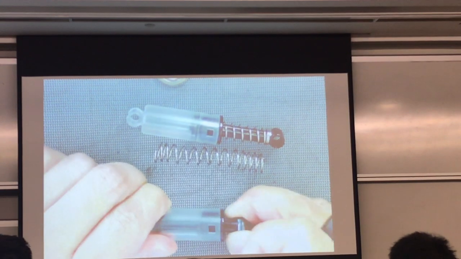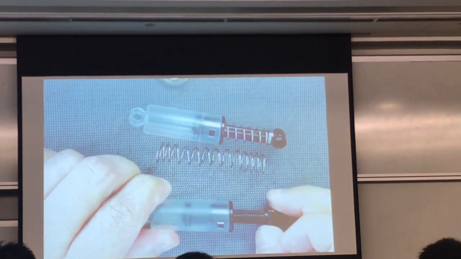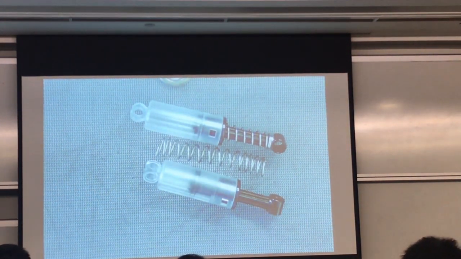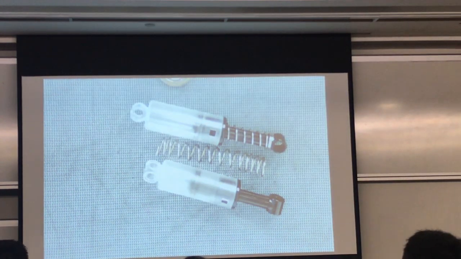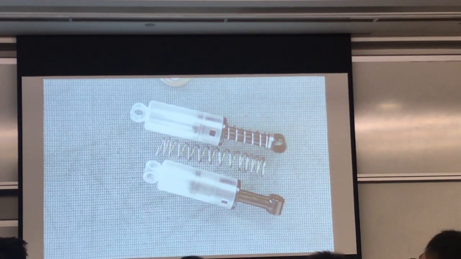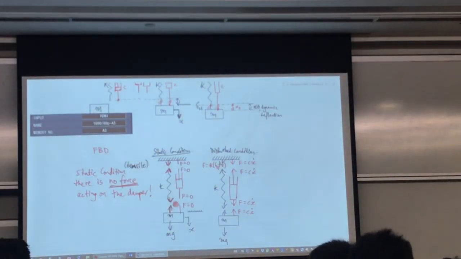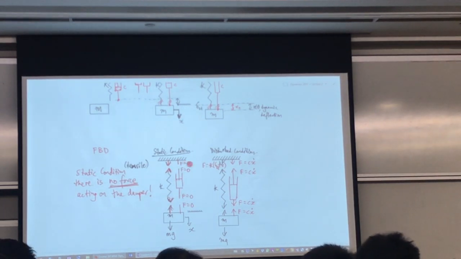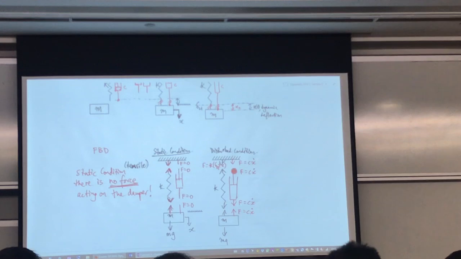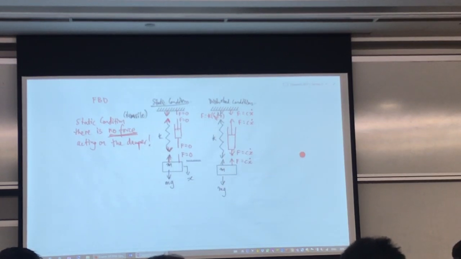That it is moving. So please take note of these differences. So always remember, in static condition there's no force from the damper, but there's force from the spring. In the disturbed condition, there's forces that's coming in both from the spring and the damper. So let's build up the equation of motion.